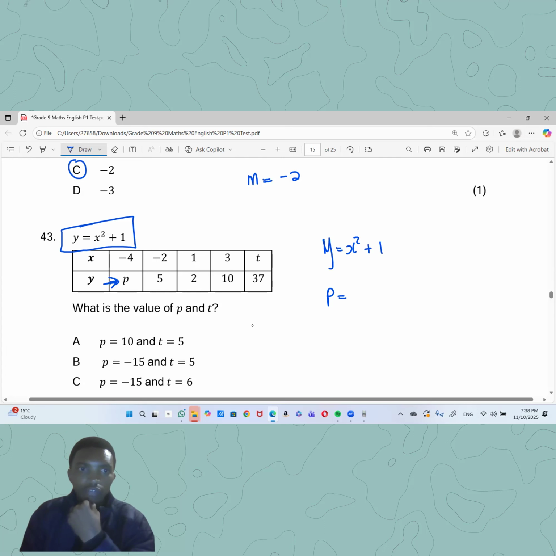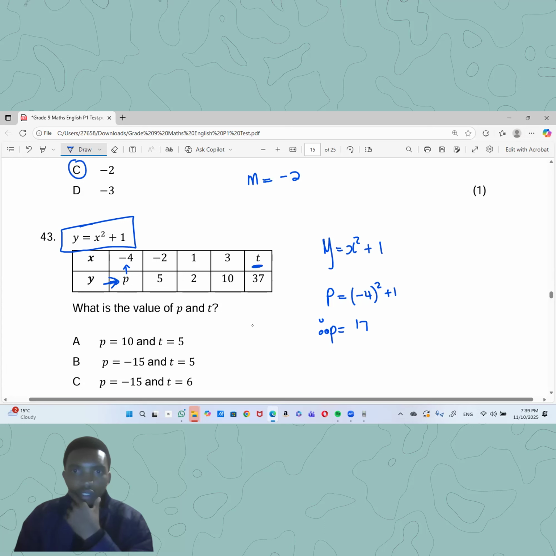They said if P, how much is our X? Negative 4. So we're going to have negative 4 squared plus 1. Finally, how much is our P? 16 plus 1. P is 17. So our P is 17. Now let us go to T.